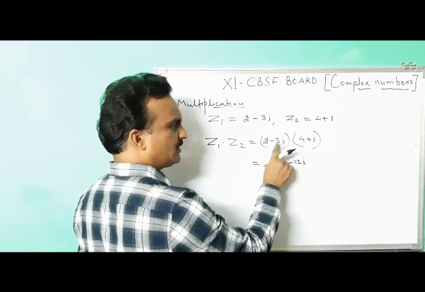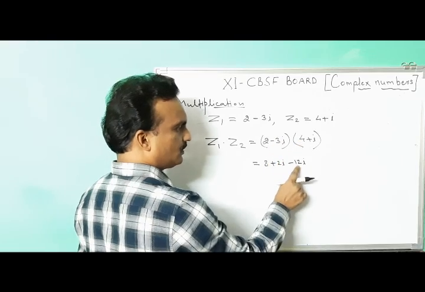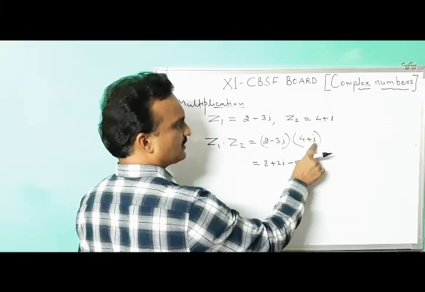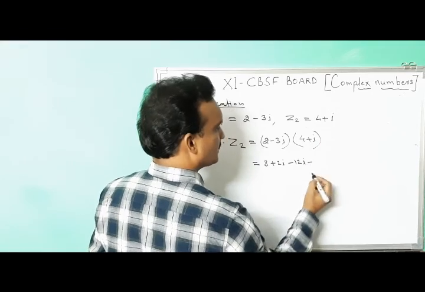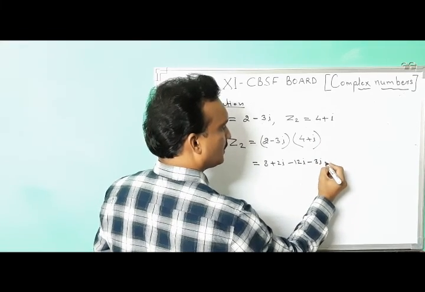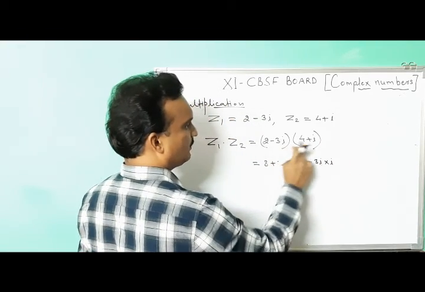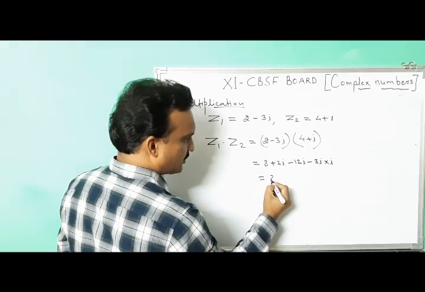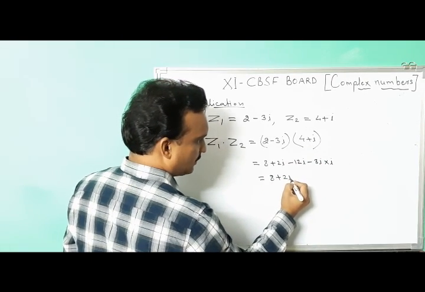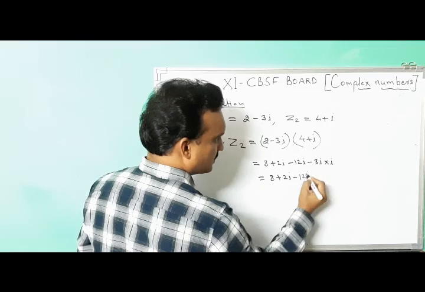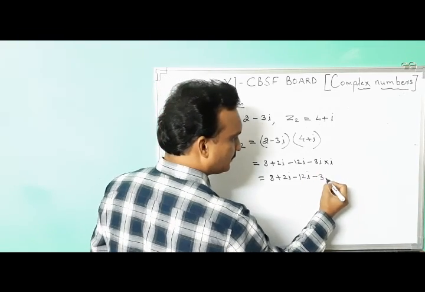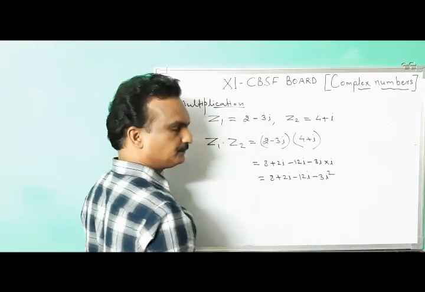3 fours are 12i, minus 3i into 4. So this number will get multiplied: minus 3 into 4, minus 12i, and this i. Minus 3i into i, the multiplication of these two. Okay. So 8 plus 2i minus 12i minus 3 and i into i square.